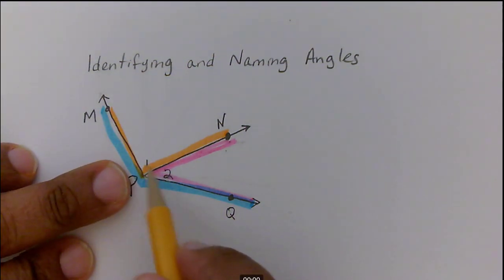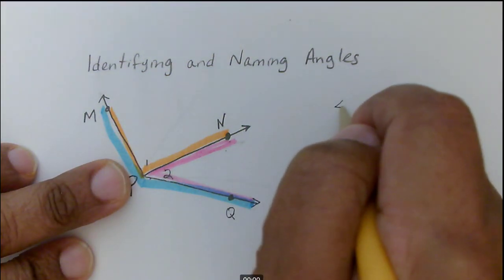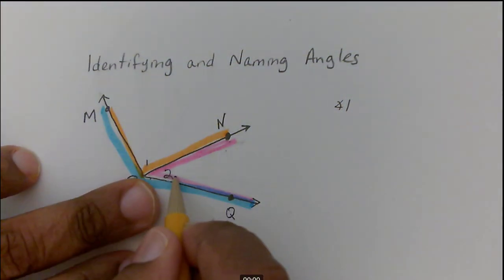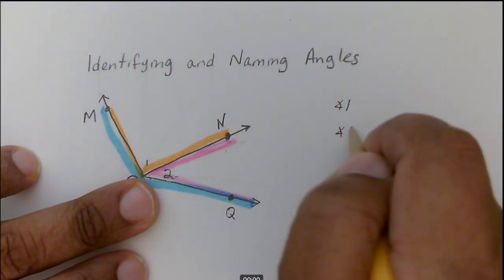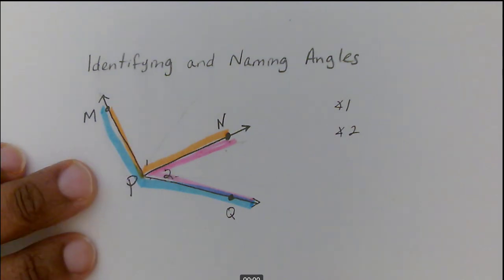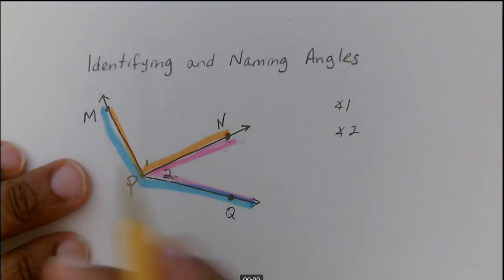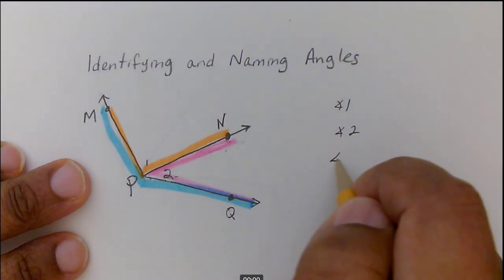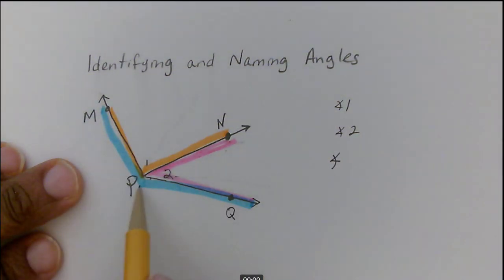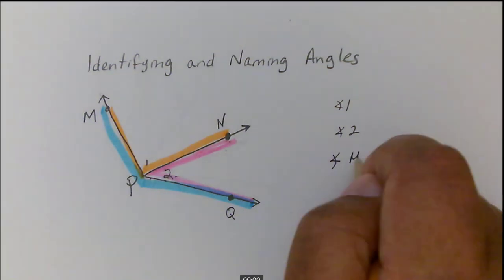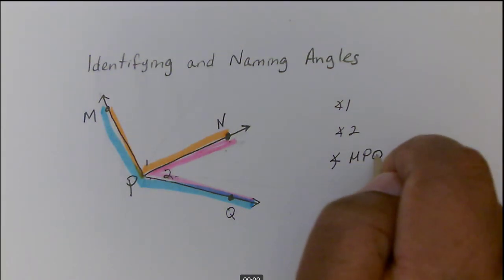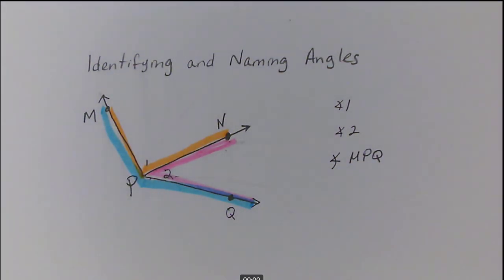I can say, well, here I see angle number 1, and I have angle number 2. That's a different angle. That's the pink one. And the other angle, it doesn't have a number, so I'm going to name it by the points, right? So I'm going to say angle, and then I'm going to write MPQ. And those are the 3 angles that we see in this picture.